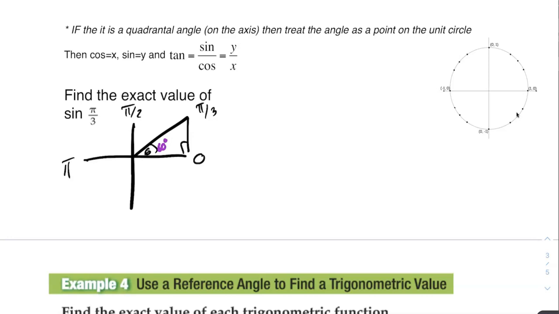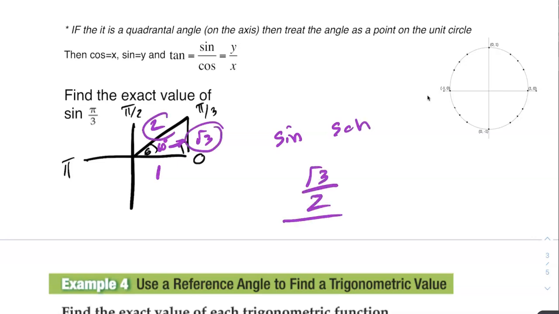And that tells me everything I need to know, right? If that's 60, opposite is rad 3, hypotenuse is 2, and adjacent is 1. So sine is going to be SOHCAHTOA. So it's going to be opposite over hypotenuse. Done. And that's all we do. Just like when we did degrees, but now we're doing radians.